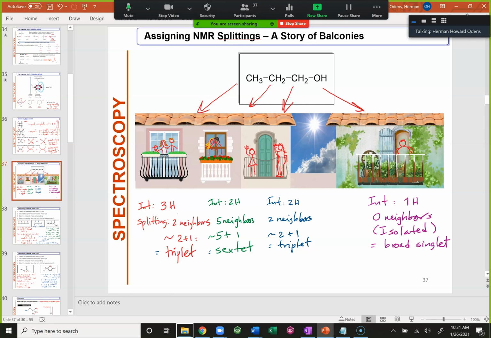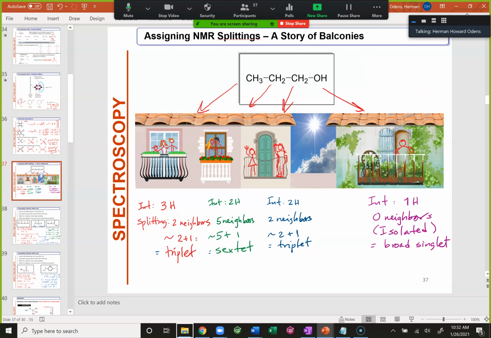So we have, for example, this molecule here. We have a CH3, CH2, CH2, OH. Notice that the OH will be a broad singlet. That's an isolated signal, because the oxygen kind of blocks any interaction between this hydrogen and these hydrogens. So that's an isolated signal. It turns into a broad singlet.